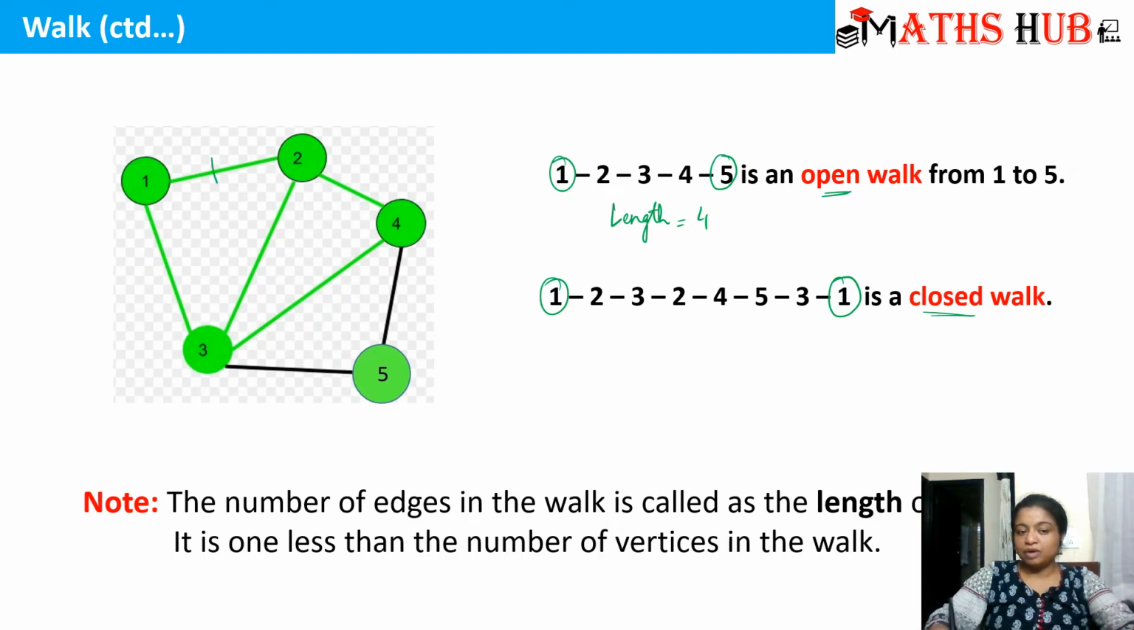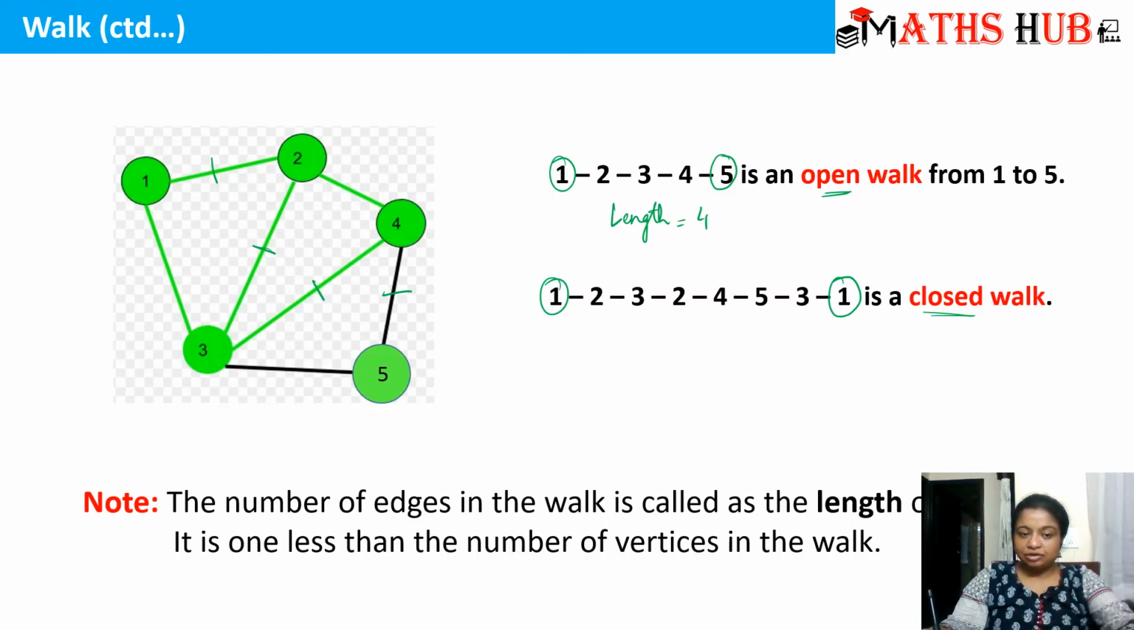1 to 2, 1 length, 1 edge. Then 2 to 3, second edge. 3 to 4, third edge. Then 4 to 5, 4th edge. So how many edges were there in this walk? There were 4 edges. So the length of this walk becomes 4, right?